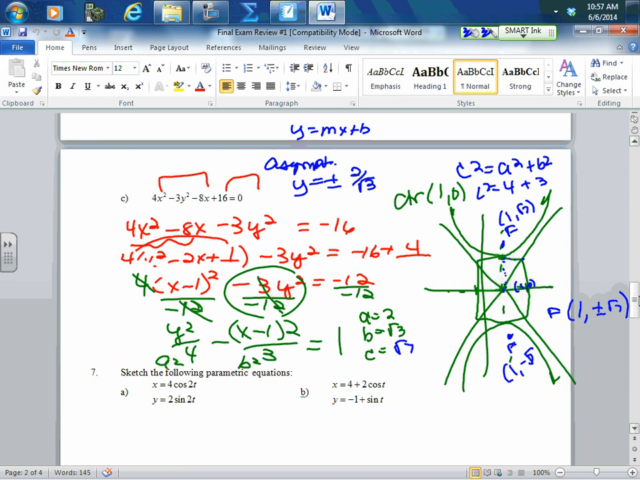And then get your x guy. And whatever x says, x minus 1. There's our asymptotes. Good?